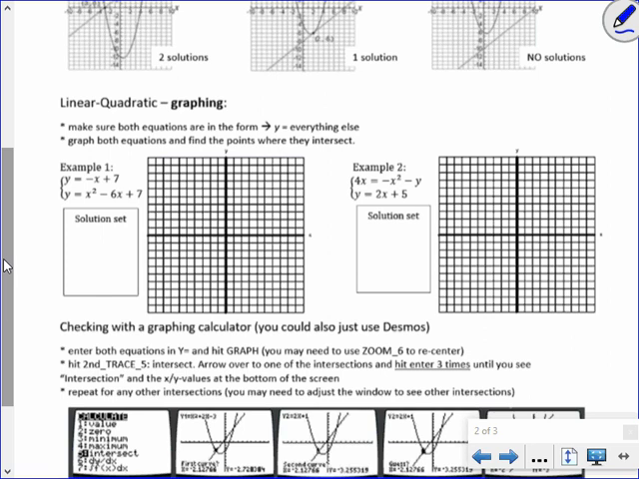Okay, so we're going to start with our first method here, the linear quadratic graphing. So here is your process. Two little bullets. You're going to make sure that those equations are in the form y equals. If they're not already in the form y equals and everything else is on the other side, then you need to rearrange it so that is happening. And then you're going to graph both equations and find the point where they intersect. So one of them is going to be a line and one of them is going to be a parabola for this lesson. Okay? So both of my equations are already in the y equals format, so I don't need to worry about it.